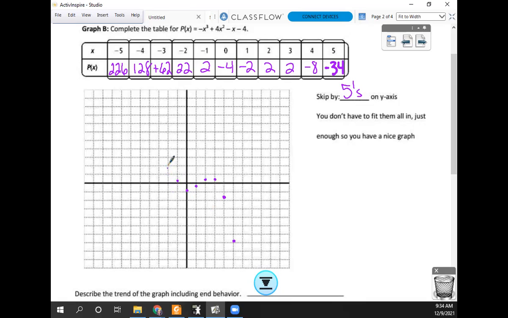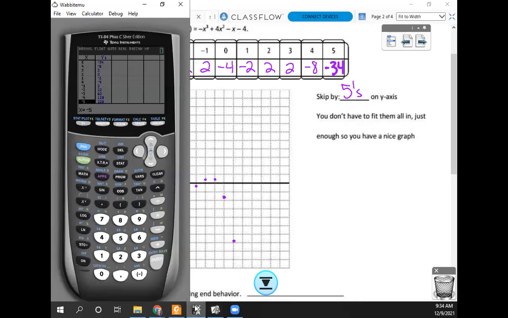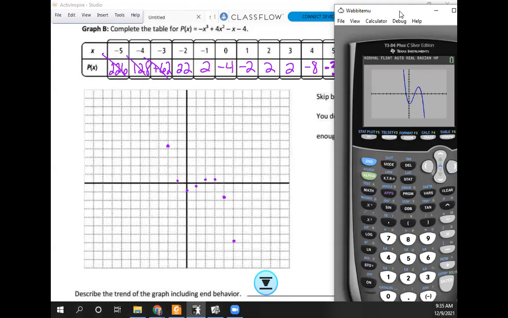2, 5, 10, 15, 20, 25. So there. 5, 10, 15, 20, 25, 30, 35, 40, 45, 50. So I did not end up graphing those ones because they were just too big. Now, something you guys should know, it does have this beautiful curvy shape to it, right? And it will look like what I have on my calculator when I hit graph. So it's gonna look like that when I graph it, okay?